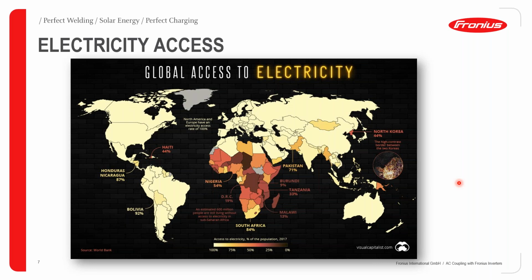So this map here gives us a rough idea of the access to electricity across the world. But for our case, we want to focus mostly on the African continent. Here we can see the scale with the color code regarding each country and its access to electricity. Starting from South Africa, which is almost 100%, to some places like the DRC and Burundi, which are at 9% and 19%.